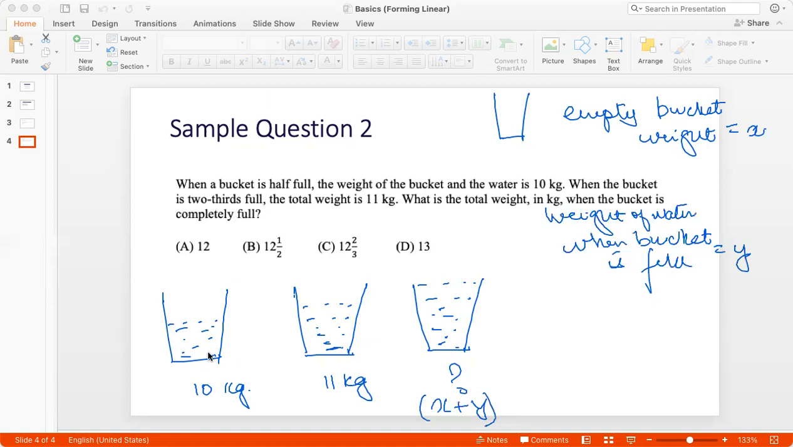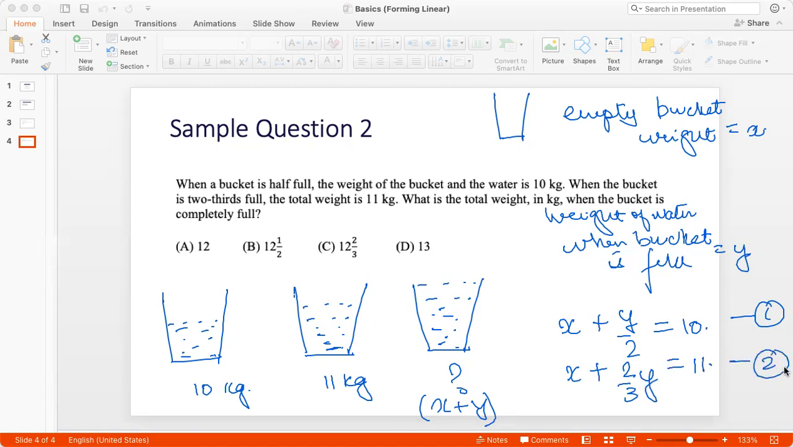Now we know that when the bucket is half full, the weight is 10, which means the weight of the empty bucket plus half the weight of the water is 10. That's one equation. And when the bucket is 2/3 full, the weight is 11, which means the weight of the empty bucket plus 2/3 the weight of the full water, that is 11. That's my second equation.